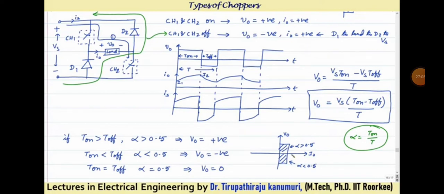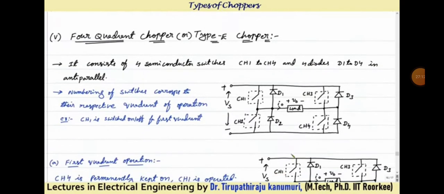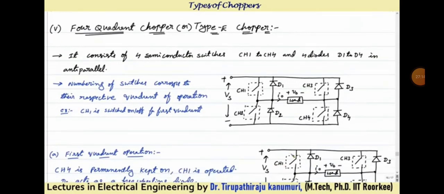So that's why it is occupying the first and the fourth quadrant. So let us see the next and the last type of chopper, 4-quadrant chopper or type E chopper. This type E chopper, the name itself is telling 4 quadrants. That means it consists of 4 semiconductor switches, that means CH1 to CH4 and 4 diodes D1 to D4.